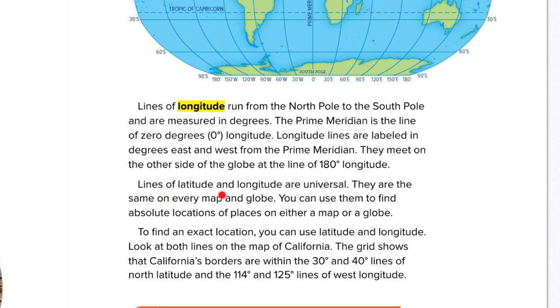Lines of latitude and longitude are universal. They are the same on every map and globe. You can use them to find absolute locations of places on either a map or a globe.